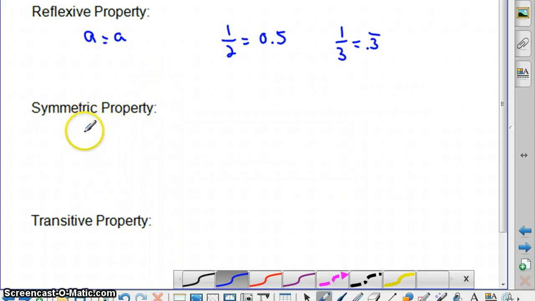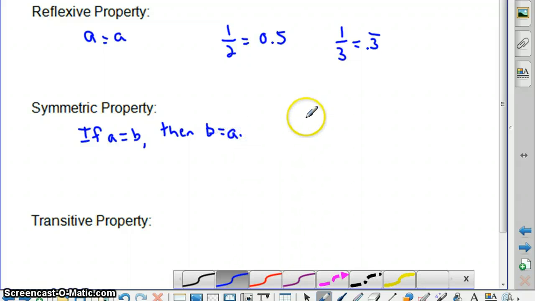The symmetric property says if A equals B, then B equals A. And if you have solved equations in the past, you might end up having an answer like this at the end, and you don't like how that looks. You like having your x on the left side, so you might rewrite it like this. That's using the symmetric property.